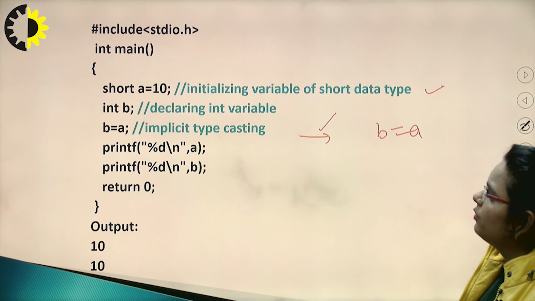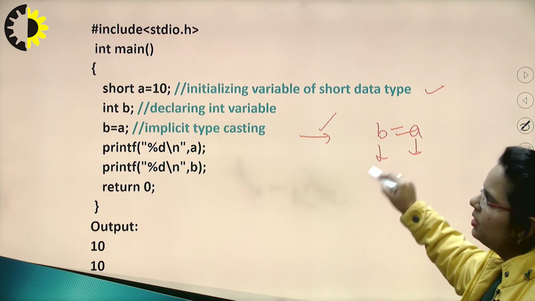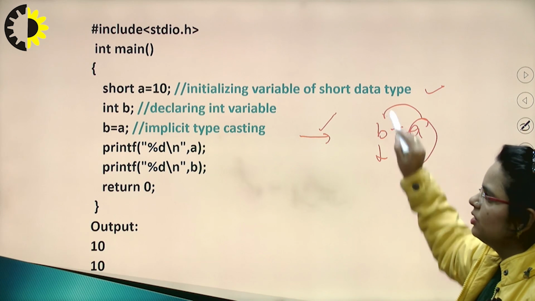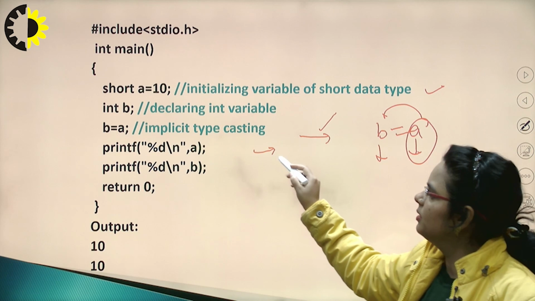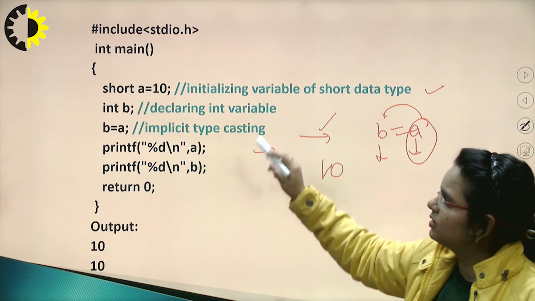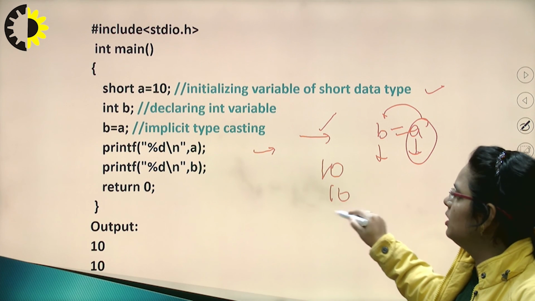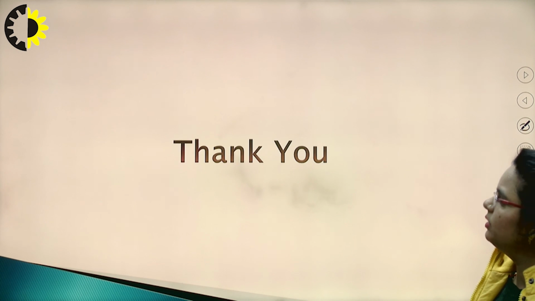Now first of all, a is of short type and b is of integer type. So this a would become integer type. This is implicit type conversion. So if we print this with printf, the output of a would be 10. The current value of a is 10 and b would have 10 only. So this is the assignment. I hope this is clear to everyone. Thank you so much.